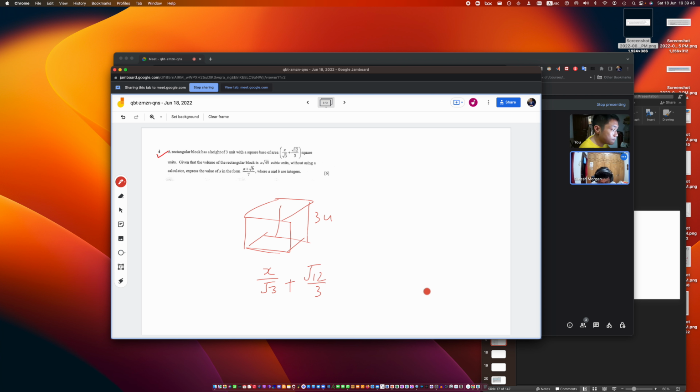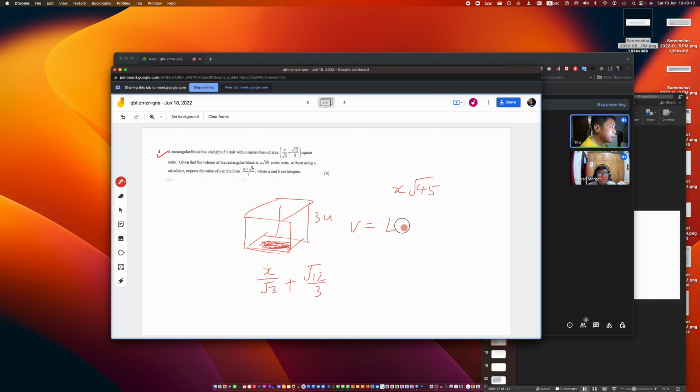So far so good. And then it says, given the volume of the rectangle block is x, this. So basically you just have to form an equation, right? Do you think you can form an equation out of these three given parameters?